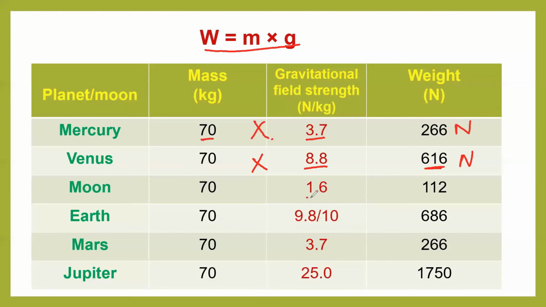On the Moon, the value of G is less, so the weight on the Moon is going to be 112 newtons in this case. And on Earth, the value of G is 9.8 or 10 approximately, so we get 686 newtons weight on Earth for a mass of 70 kilogram. Similarly, on Mars, we get 266 newtons, and on Jupiter, we get 1,750 newtons weight of the mass of 70 kilogram, because the value of gravity on Jupiter is highest in the whole solar system.